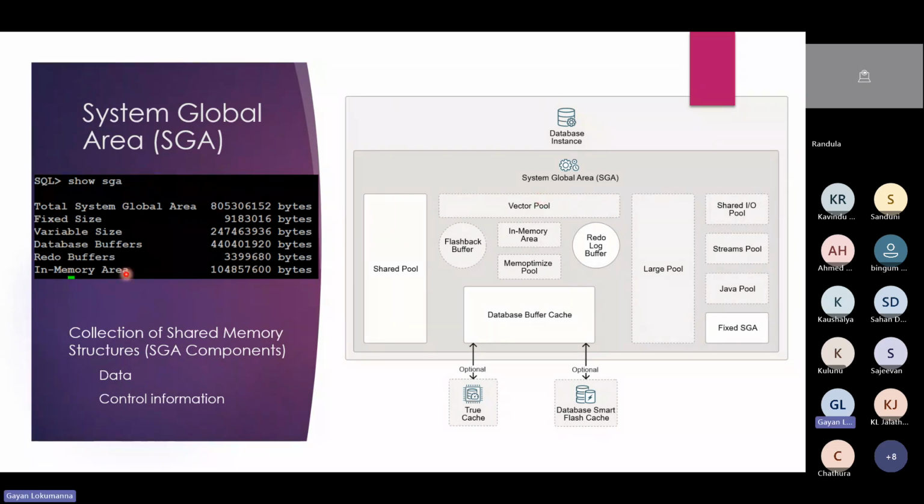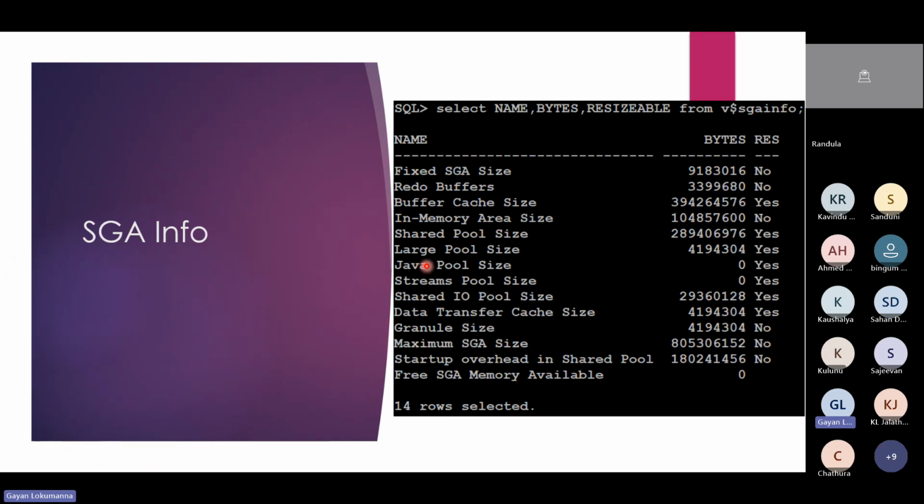So when you check the SGA from your database, you will find the total space allocated for SGA with this line called total system global area. You can see in bytes how much space is allocated there. It will have certain other values indicated here as well, which I want to touch upon in our upcoming slides. You can see fixed size, variable size, database buffers and redo buffers, and also optionally, sometimes you might find in-memory area space allocations as well.